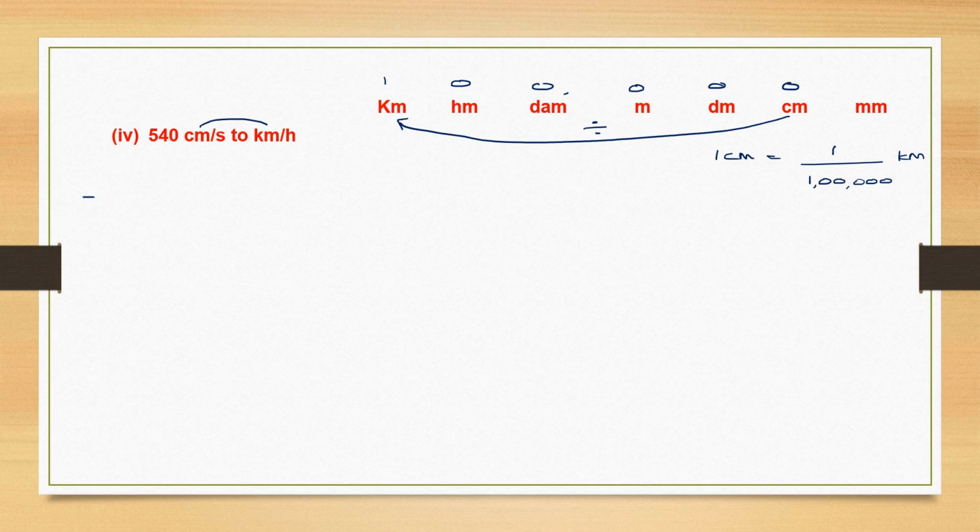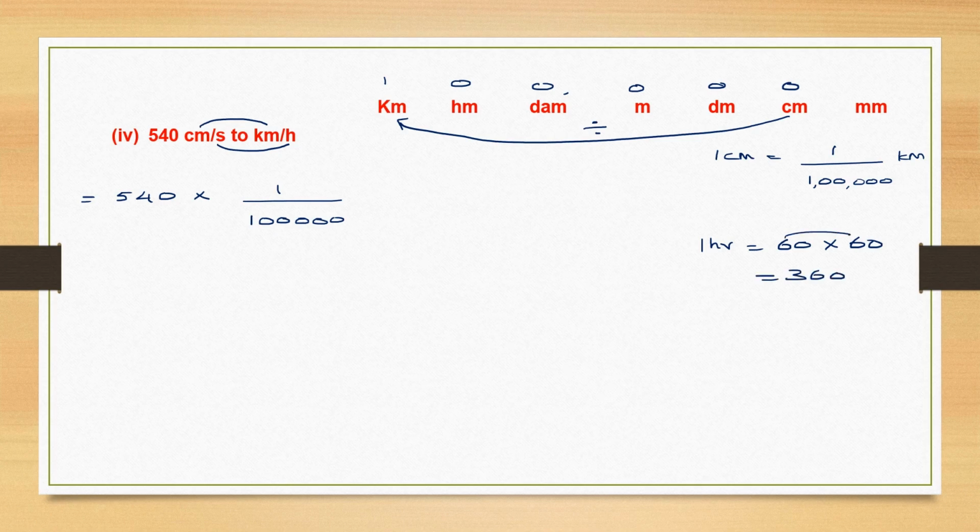So here let's start by saying 540 into 1 by 1 lakh. Okay, so 1 followed by 5 zeros. Now the conversion of seconds to hours. Now we know that in 1 hour, how many seconds do we have? We found out 60 into 60. How much is this? 6 sixes are 36, 0, 0, 3600 seconds. That means 3600 seconds make 1 hour. So here we are converting, so we are writing into 3600 seconds.